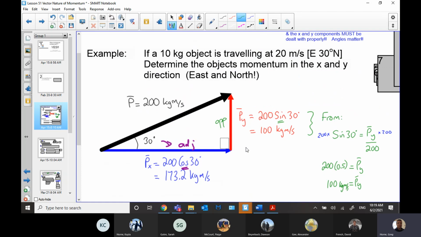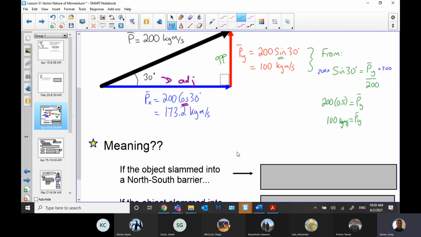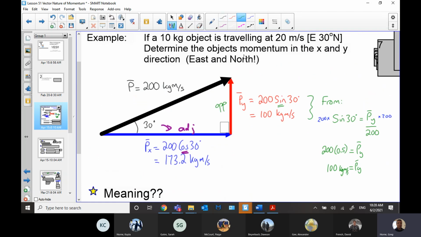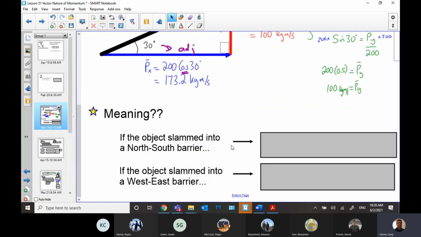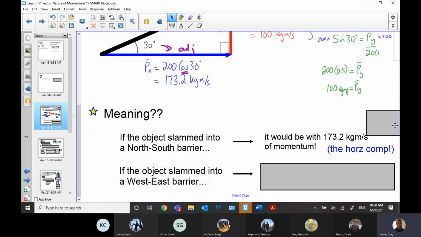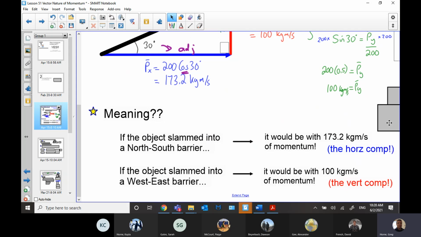So what is the meaning of this? If this object slammed into a north-south barrier, so it's going along, and then all of a sudden there's like a brick wall right here. It's slamming into that brick wall. I won't be able to leave that there because of covering up other stuff. But if it's slamming into that vertical brick wall, what does that mean? Well, it means that it's going to slam into it with 173.2 kilogram meters per second of momentum horizontally, and 100 kilogram meters per second vertically.